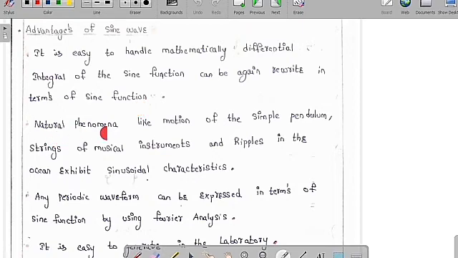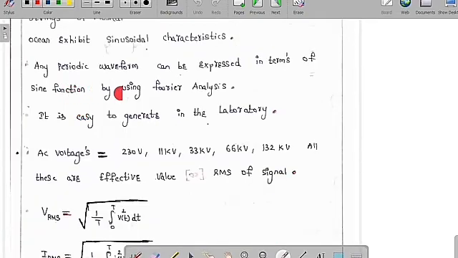Natural phenomena like the motion of a simple pendulum, strings of musical instruments and ripples in the ocean exhibit sinusoidal characteristics. So you can see all these natural phenomena in the world exhibit the same sinusoidal characteristics. Any periodic waveform can be expressed in terms of the sine function by using Fourier analysis, and it is easy to generate in the laboratory. So these are some of the advantages of the sine function.